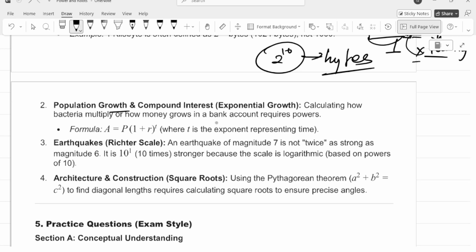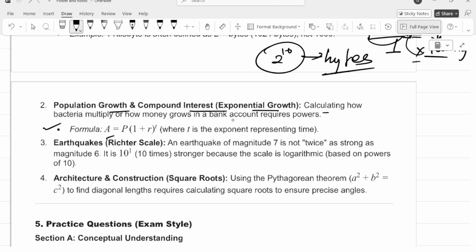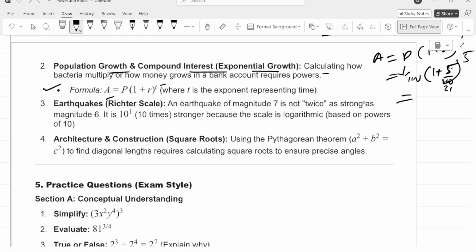Next, population growth and compound interest in exponential growth. If you have read simple interest and compound interest, it helps to solve the problems. For population growth, A is the final result, the population after some time. Note down A is equal to P times (1 plus r) to the power t. Here P is the current population, t is time, say 5 years, and the growth rate is 5%. Then you can calculate the increase and solve it, and that helps you find the population growth and compound interest.